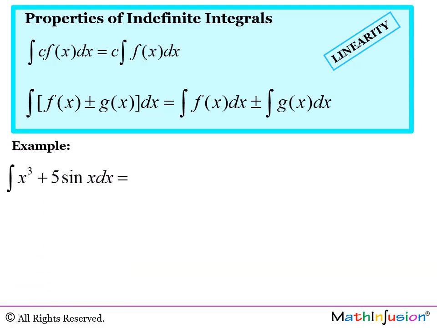For example, what is the integral of x cubed plus 5 sine x dx? Now, because I know the antiderivative of each one of the pieces, I can put everything together, use linearity, and get a solution. So first, I'm using the fact that the integral of a sum is the sum of the integrals, and then with the second one, I'm using the constant rule, and I get that.